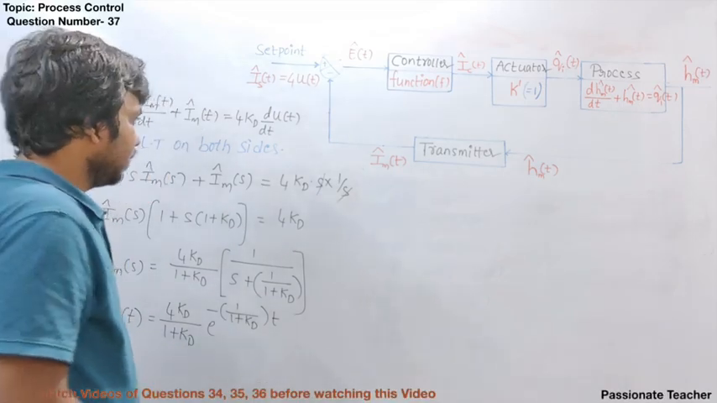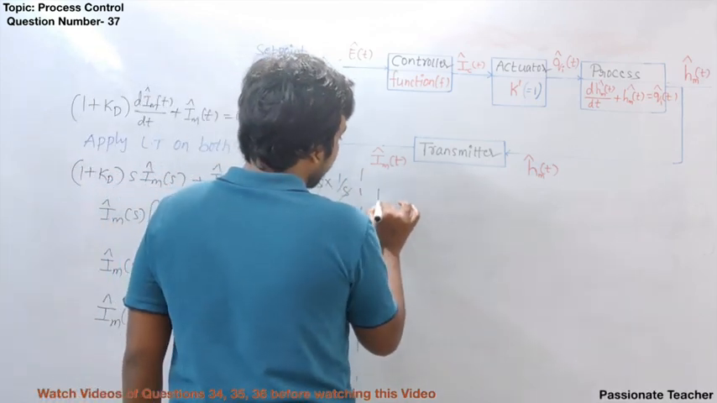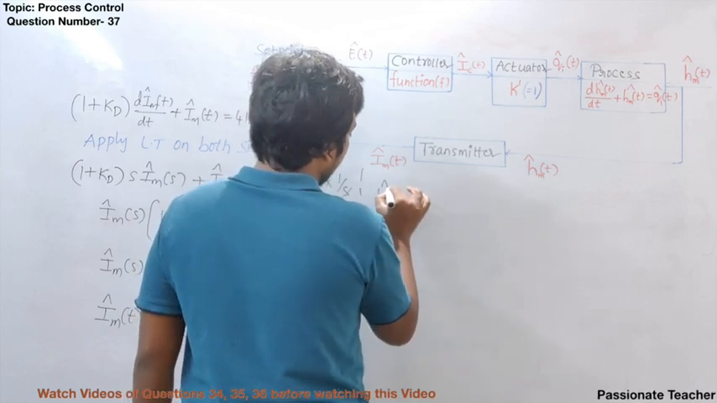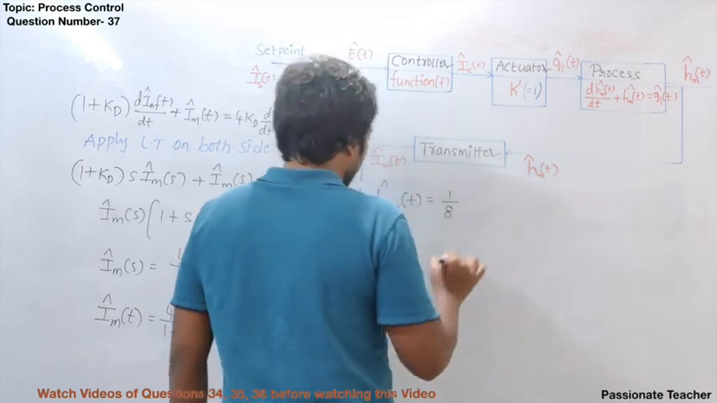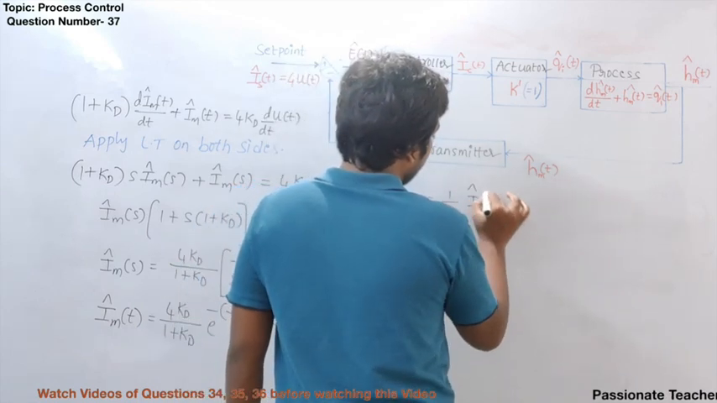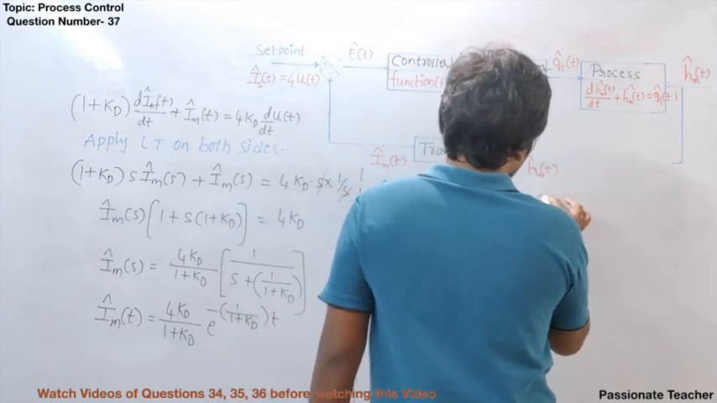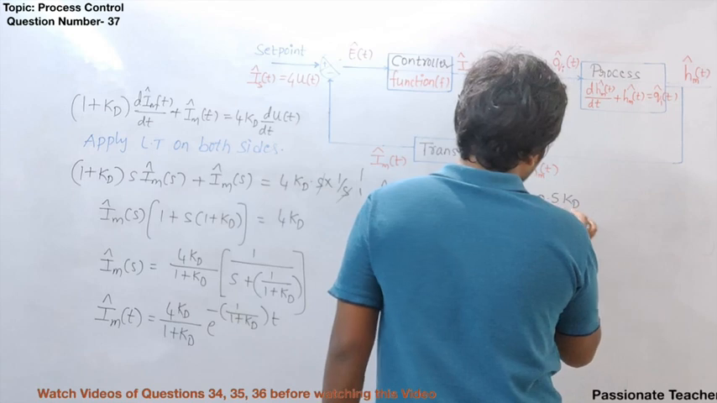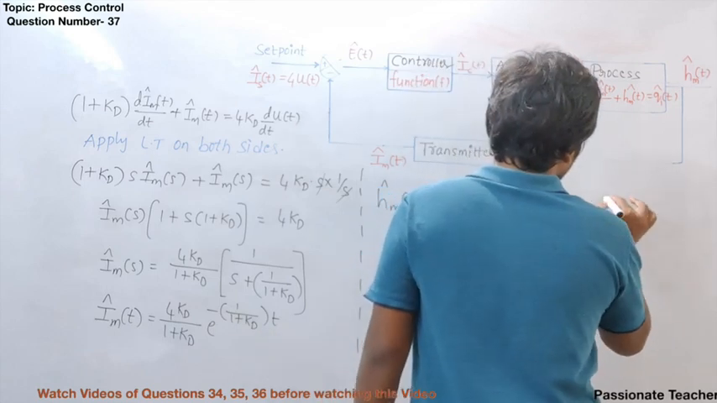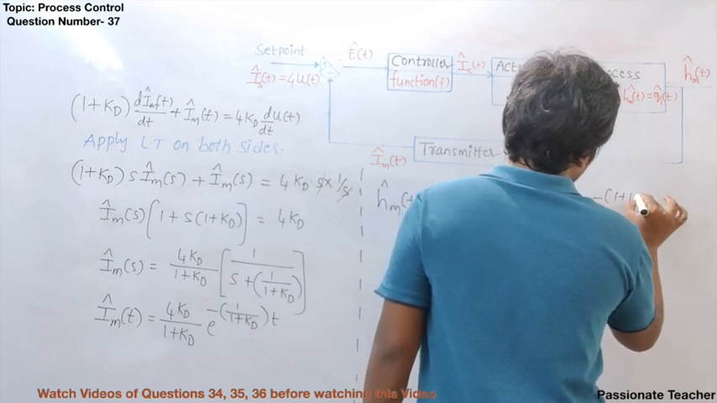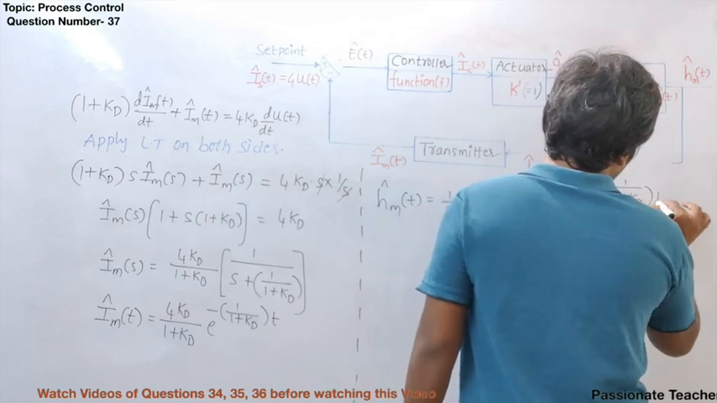If this is Im cap of t, how will the water level deviation be? We already know from the past few videos, I am saying the same point, that Hm cap of t is equal to 1 by 8 times Im cap of t, right? So this is going to be 1 by 8, which means 0.5 times of kd by (1 plus kd) whole into e power minus of 1 by (1 plus kd) whole into t, right?